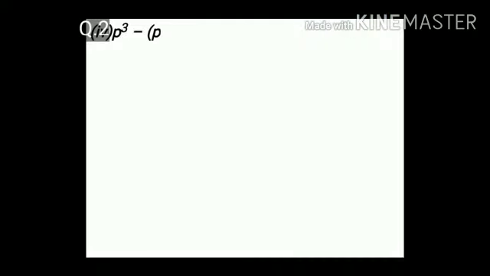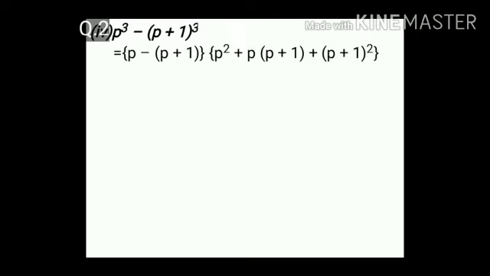p cube minus (p plus 1) the whole bracket raised to cube. Here, children, (p plus 1) the whole bracket raised to cube we expand by using the formula, children. Which formula we will use here? (a plus b) the whole bracket raised to cube equal to p minus open bracket p plus 1 close the bracket, in another bracket, children, p square plus p into (p plus 1) plus (p plus 1) the whole bracket raised to square.